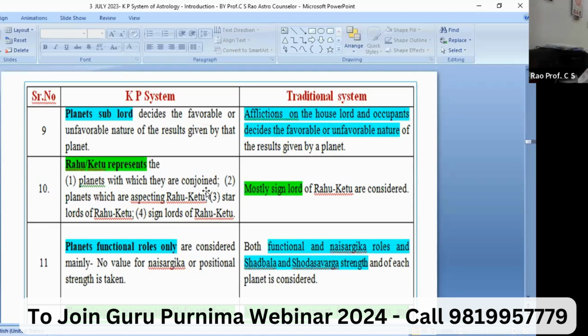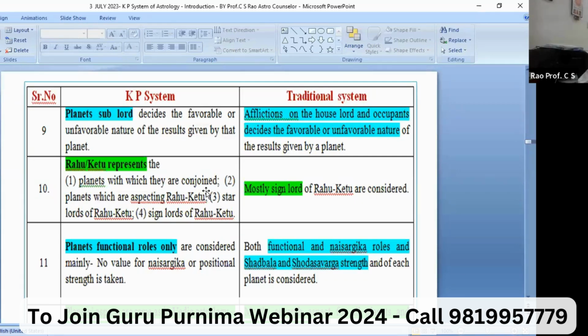So during the Rahu Ketu periods, or whenever you want the predictive results of Rahu Ketu, we see the planets with which they are conjoined, the planets aspecting Rahu Ketu, and then the star lord and the sign lord of that Rahu Ketu. Those results we see. For the planets conjoined with Rahu, we see which bhava they are occupying and what the lordship of those conjoined planets is. Similarly, for the planets aspecting Rahu Ketu, maybe more than one or two, we see their placement, in which bhava they are occupying, and which bhava they own. That is also counted in assessing Rahu Ketu results, particularly in Rahu Ketu dasha periods.